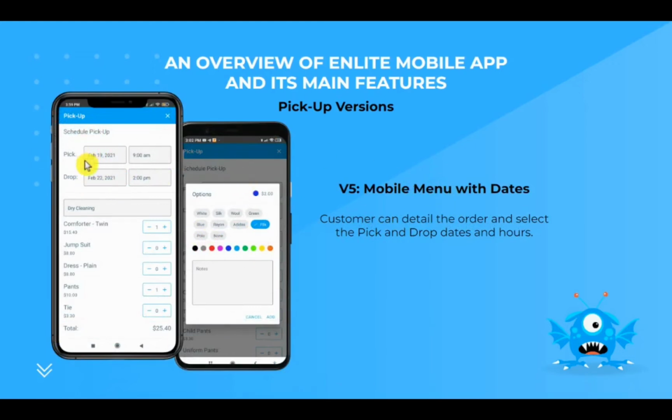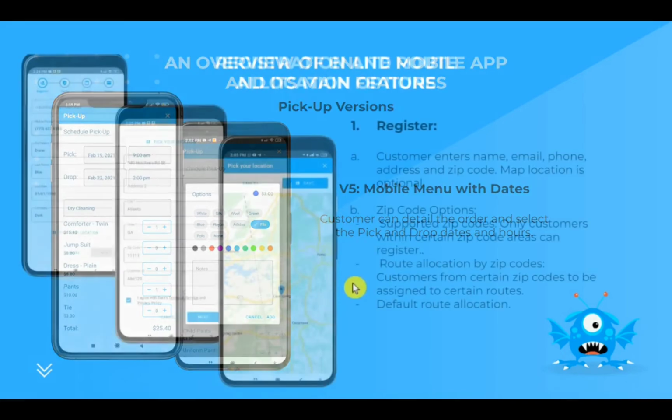The customer can select the pickup and the drop-off date and hour, of course, always according to the options provided by the route. Meaning that if the route runs on Mondays and Wednesdays, they can only select a day between Monday and Wednesday. And the hours can also be hidden if you don't want the customer to select a specific hour, only the days. We can configure it that way. And the other options are the same as version number 4.